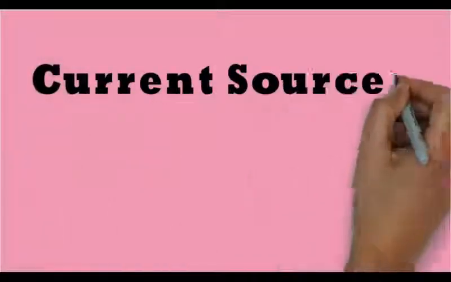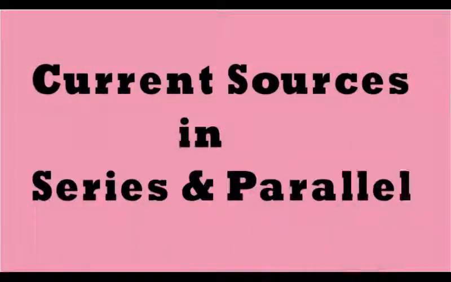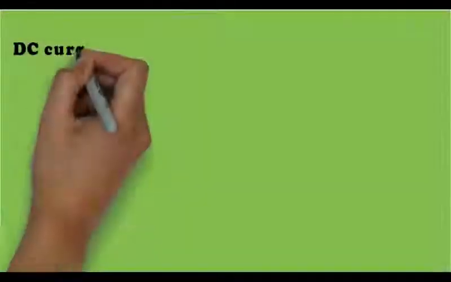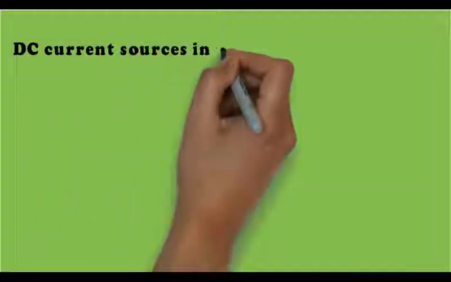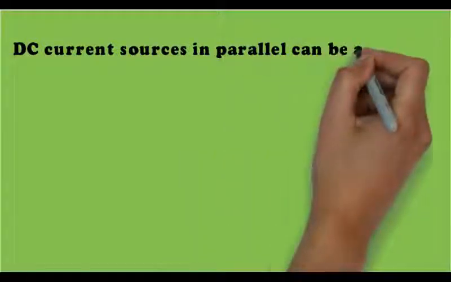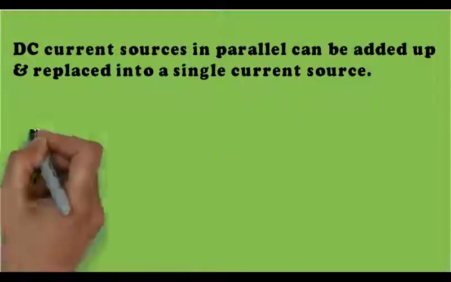Current sources are in series and parallel. DC current sources that are in parallel can be added up and replaced with a single current source.